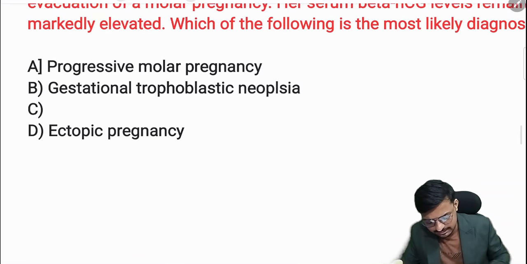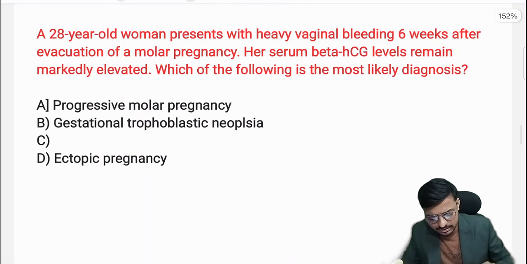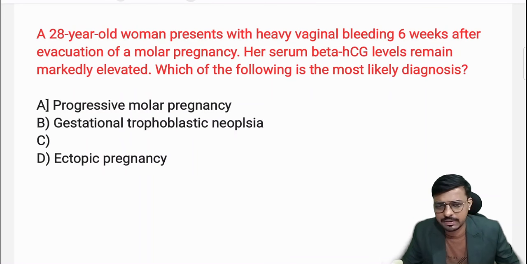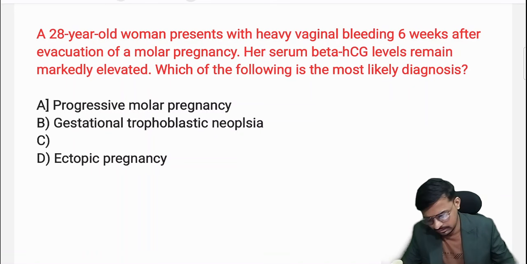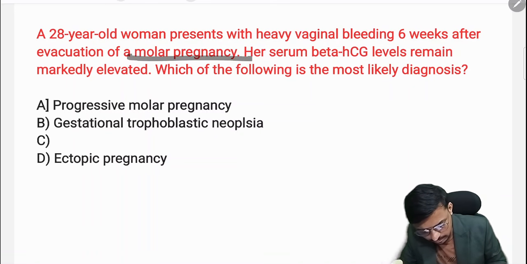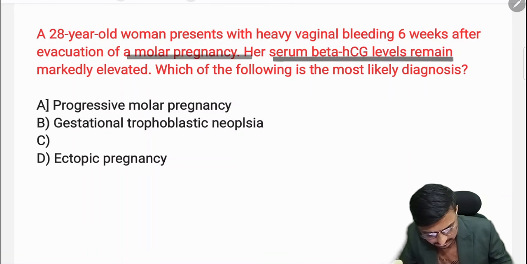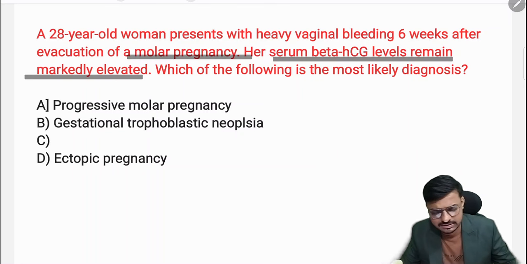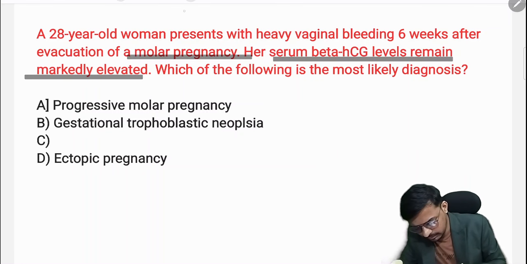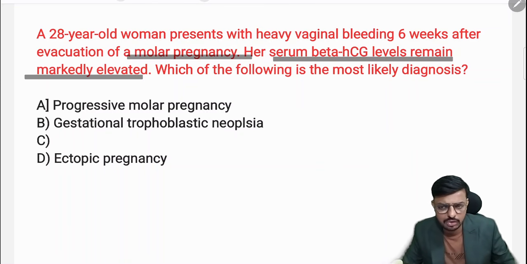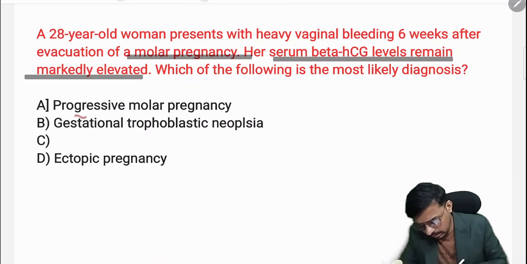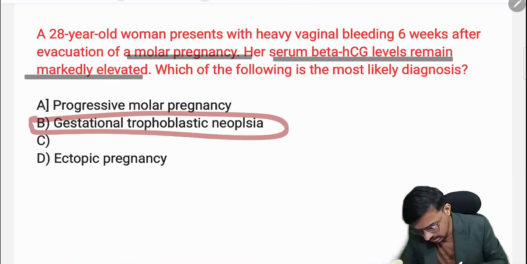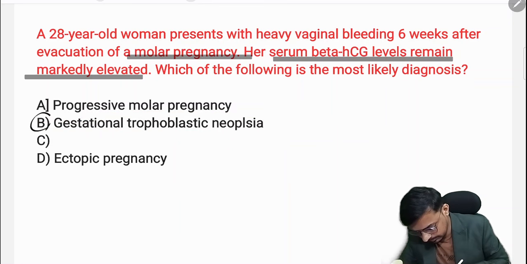In the option, the same thing: we have already evacuated the molar pregnancy. Even after 6 weeks of the molar pregnancy, her serum beta HCG level remains markedly elevated. So her serum beta HCG level is still high. What will we expect? The benign molar pregnancy converts into gestational trophoblastic neoplasia, the malignant condition of that molar pregnancy. So option B is the correct answer, gestational trophoblastic neoplasia.